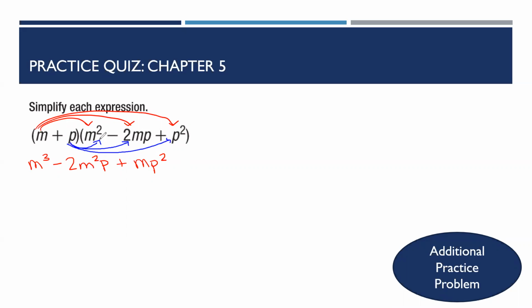So I have p times m squared, so that's a positive 2m squared p, and then p times minus 2mp, that's going to be minus 2mp squared, and then p times p squared is going to be p cubed. Okay, now I need to find some like terms that I can combine. So I have negative 2m squared p plus 2m squared p.